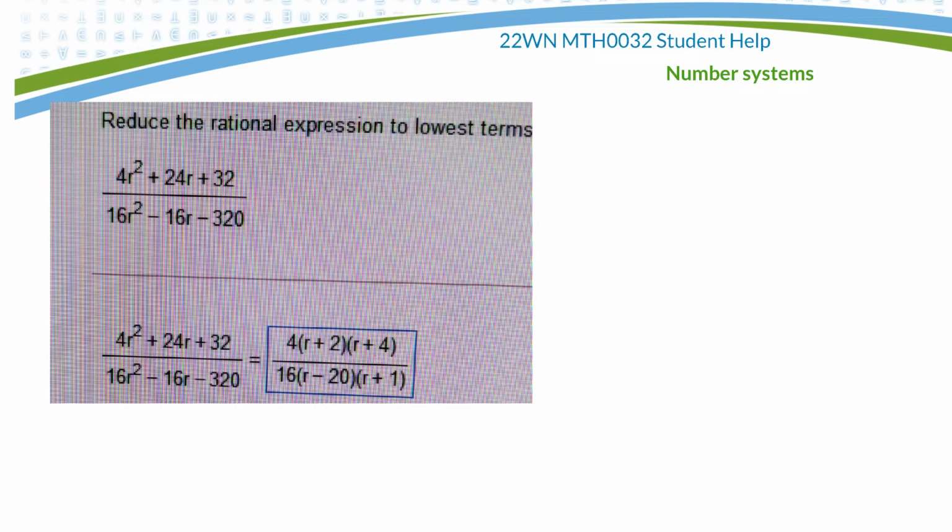All right, here's a good question. You're asked to reduce this rational expression to lowest terms. So I need to factor top and bottom. I think correctly you found that 4 will go into everything in the top.